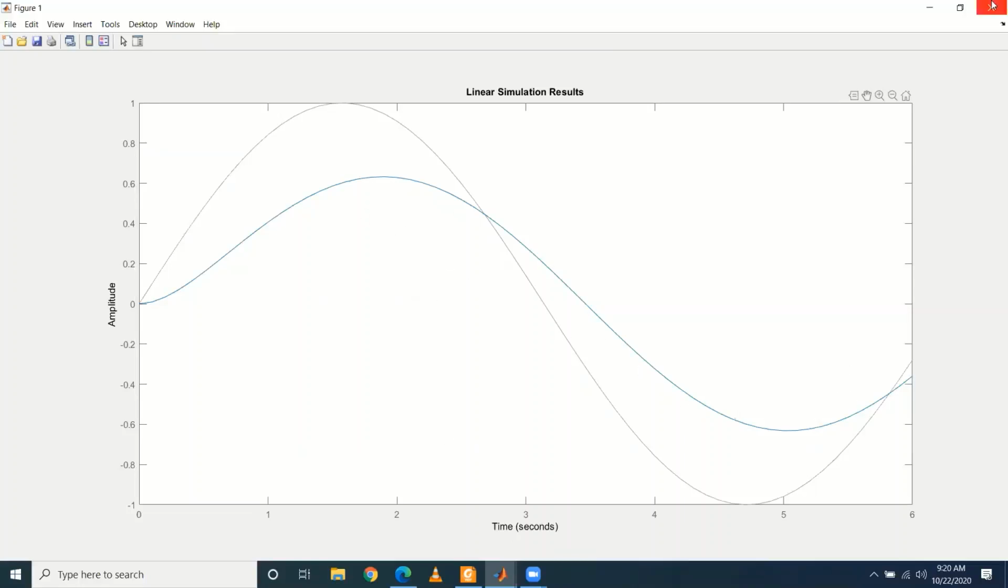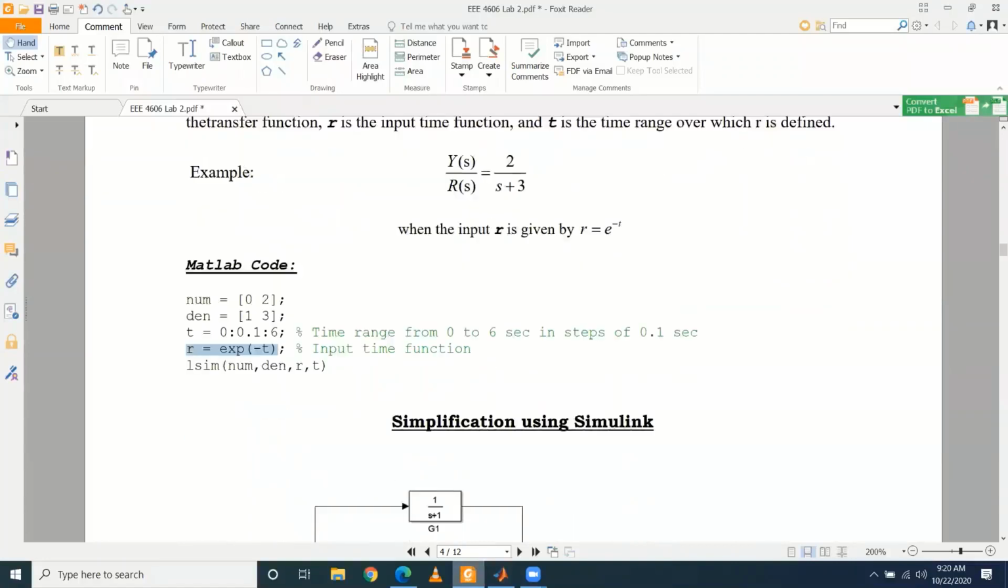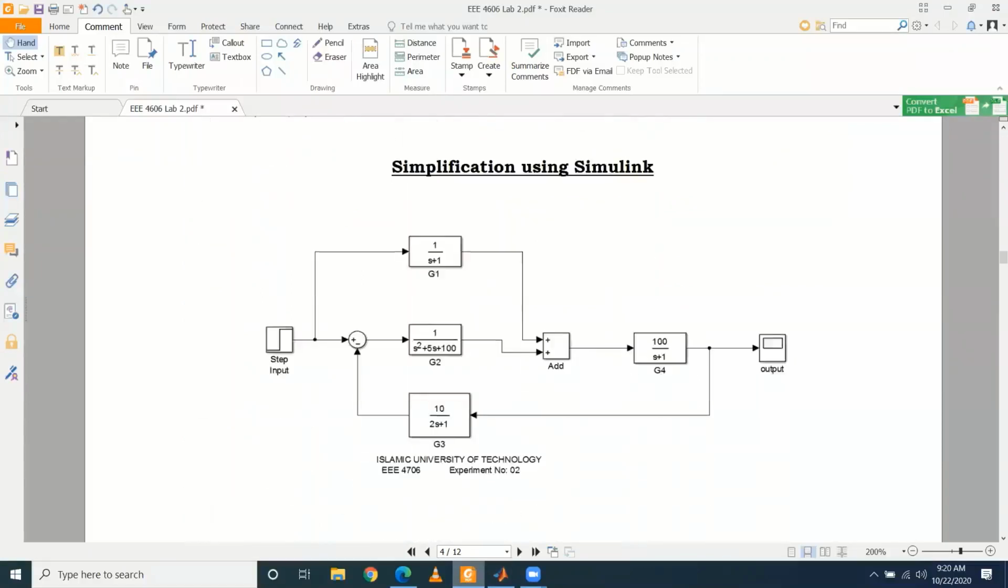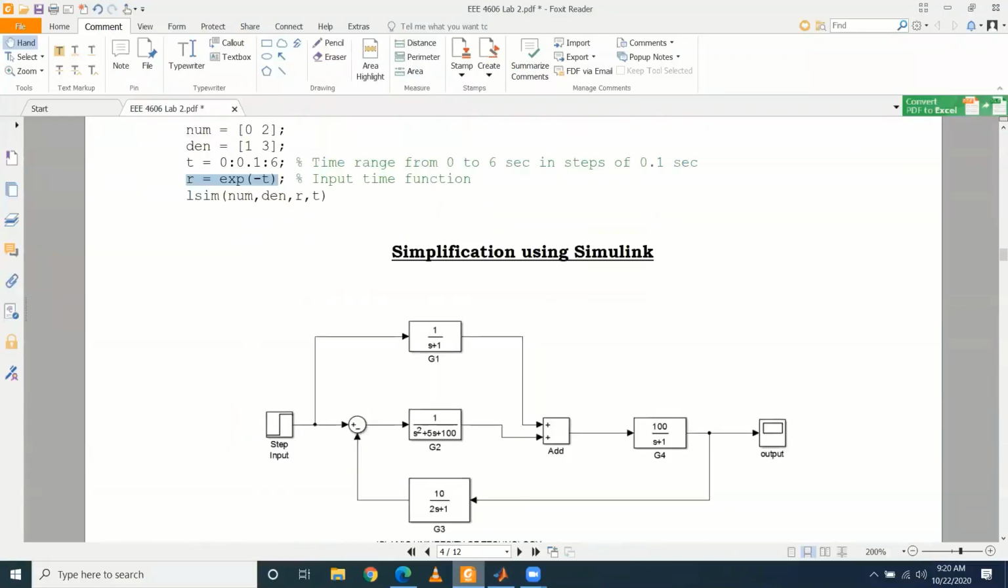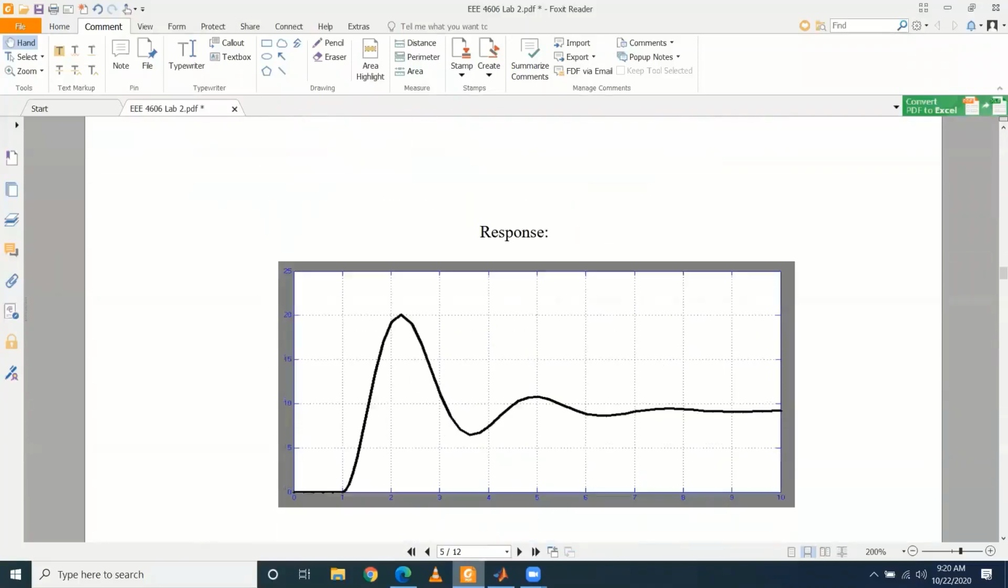So this is a very useful function, LSIM. Using this, you can observe the response to any type of input, any type of time varying input. Simplification of a dynamic system using Simulink. We don't need to do this for this lab.